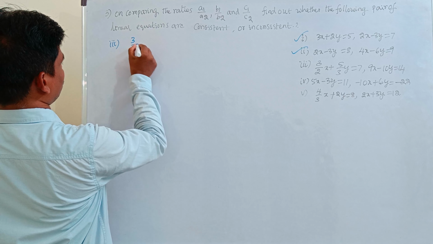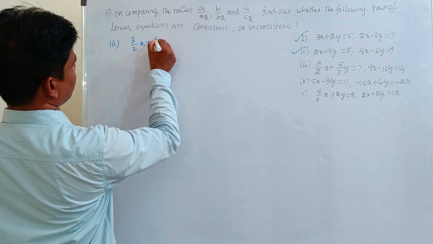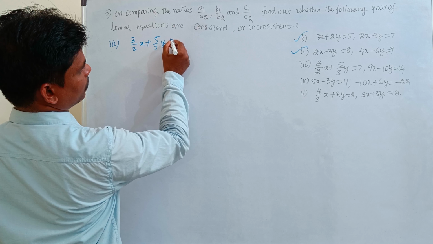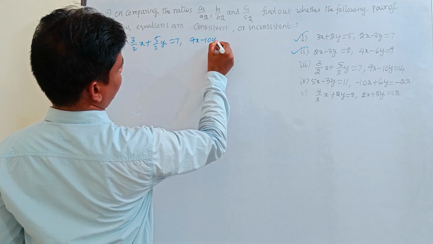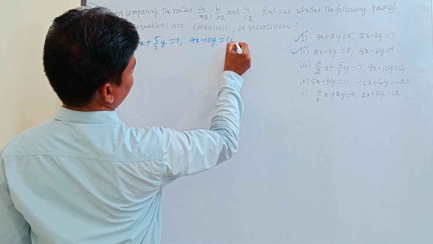Next, third one. 3 by 2 x plus 5 by 3 y is equal to 7, and 9x minus 10y is equal to 40.